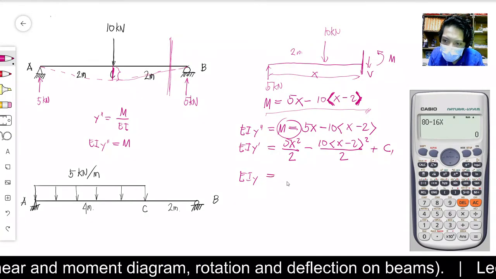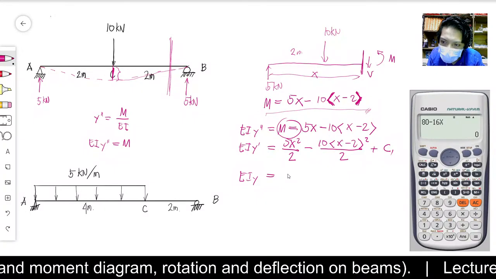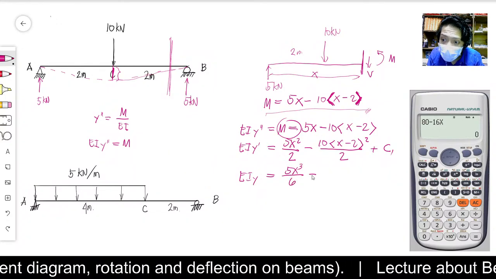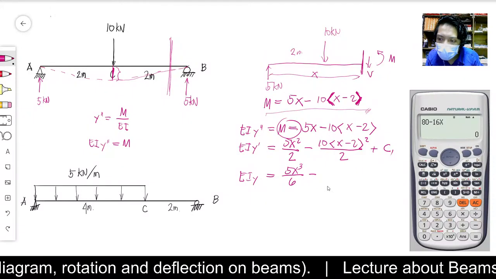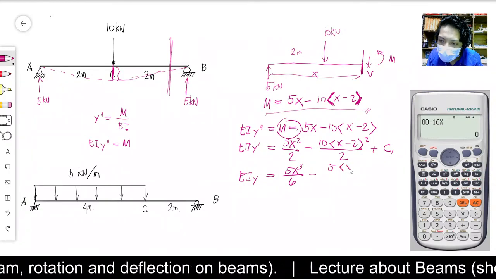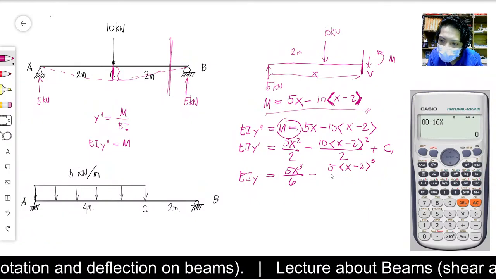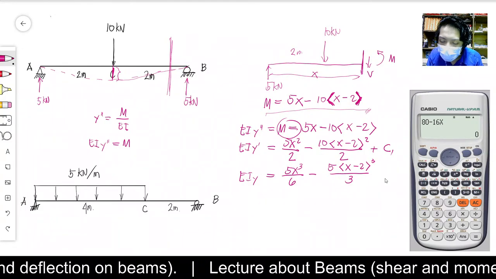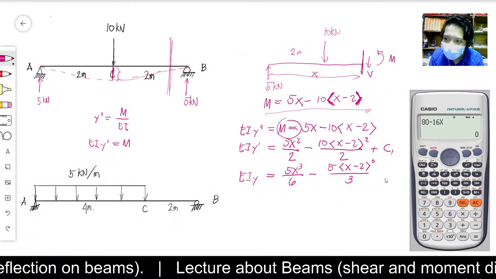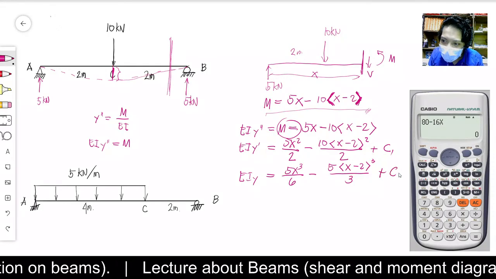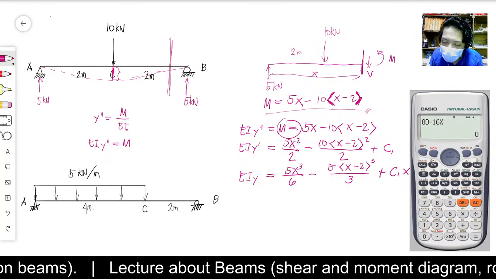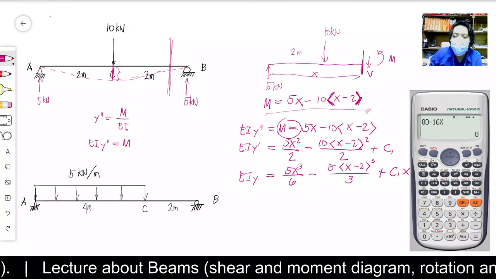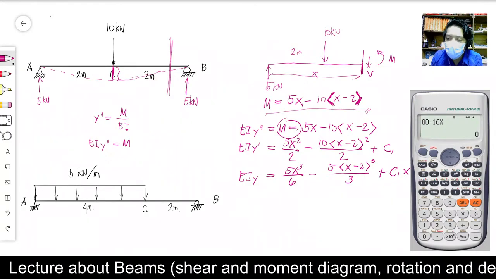And when you integrate again, EI y is equal to 5x cubed over 6 minus, that is 5 times 3, 5 times (x minus 2) cubed over 3. This 5 is 10 over 2, that is 5. We are integrating here, so don't forget the constants. Plus C1 x plus C2. If you can still remember, when you integrate, you add plus C.